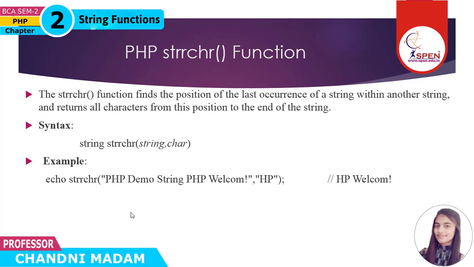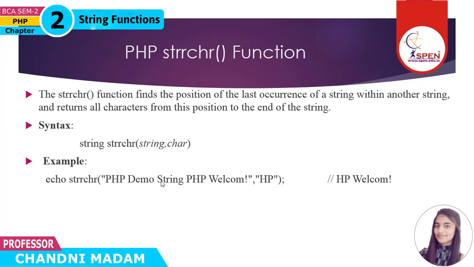This function searches for the last occurrence of a character in a string. Here is the syntax. The strrchr function has two parameters. First is the string and second is the character that we want to find in this string. After executing, this function returns a string.